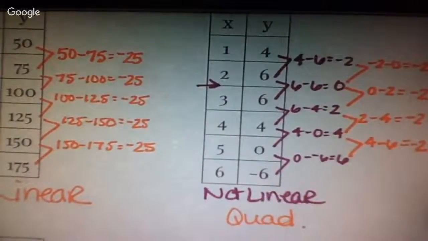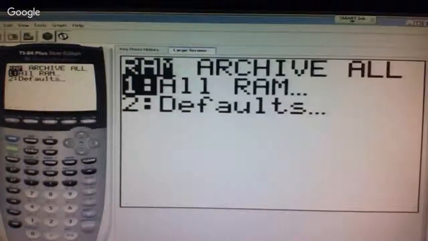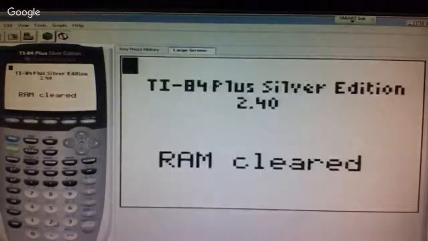So let me switch back. Yes, clear out your calculators again. I gave you the directions on the top of the first table page, so you have them to reference back later. But you're going to hit stat.